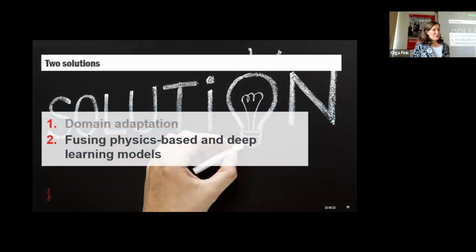So this was the first part of my talk. And as promised, I also wanted to discuss with you a bit how we are addressing it in a bit different way. And this is where we are combining the physics-based and the deep learning models.